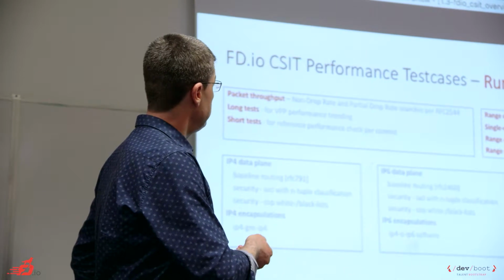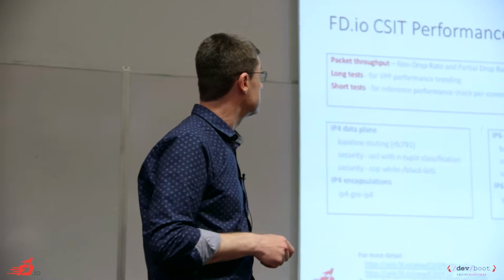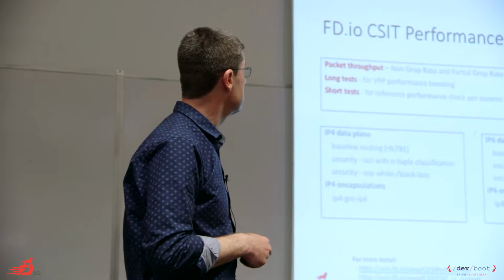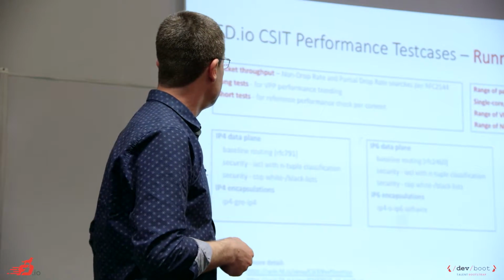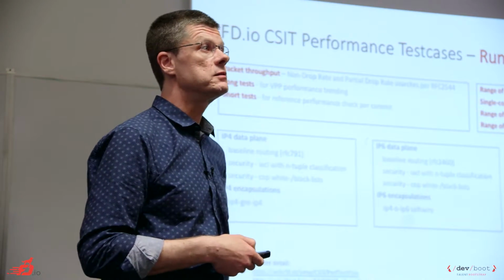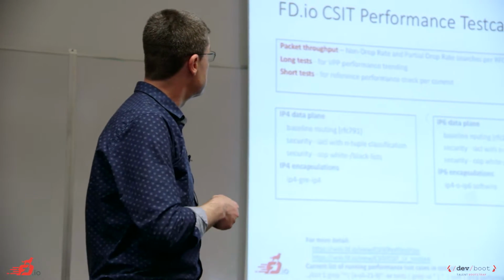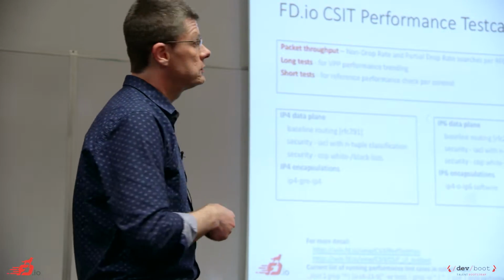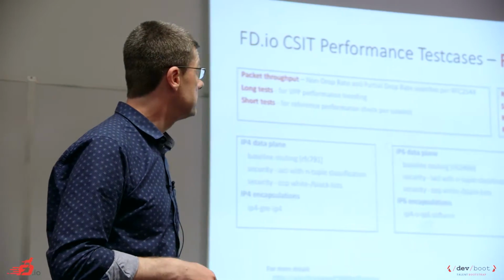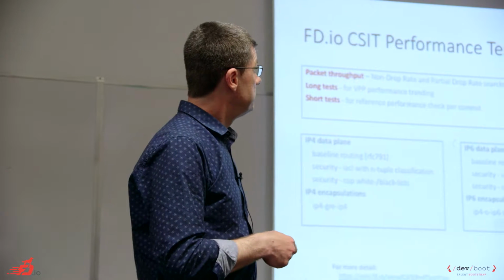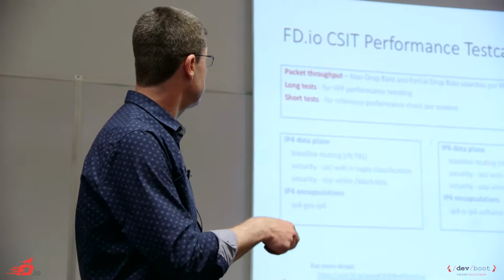In terms of types of tests we run, we run the non-drop rate and partial drop rate searches. So we discover the actual forwarding performance every now and then. In fact, we're doing it twice a week in an automated fashion. We're running the long tests for performance trending, and we're running the short tests that can be run on a per commit basis. Different packet sizes, single core, multi-core, a range of VPP configurations, as you can see from here.